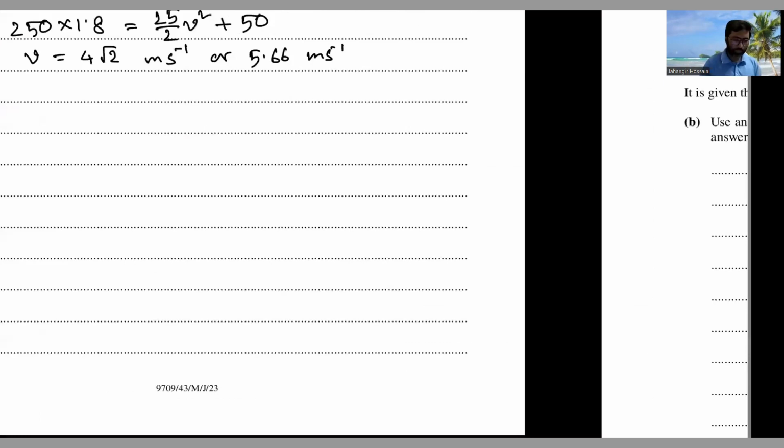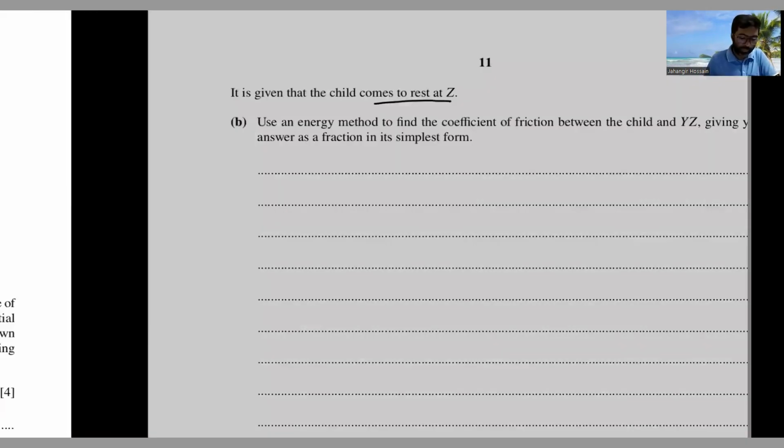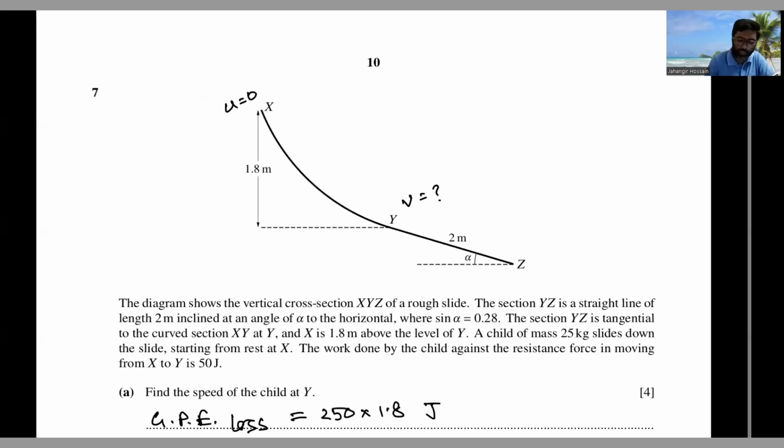Okay, now let's move on to the next part. It is given that the child comes to rest at Z. Use an energy method to find the coefficient of friction between the child and the slide, giving your answer as a fraction in its simplest form. What is happening from Y to Z? It is losing GP again, and the child comes to rest at Z, so it is also losing kinetic energy. So GP loss plus KE loss equals work against friction.